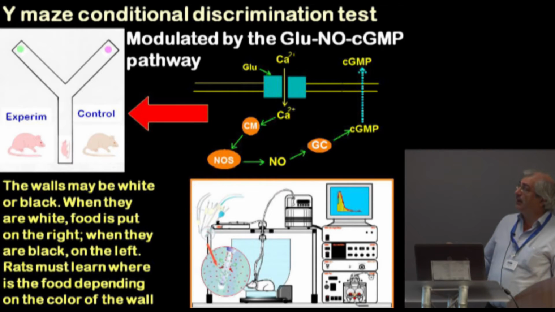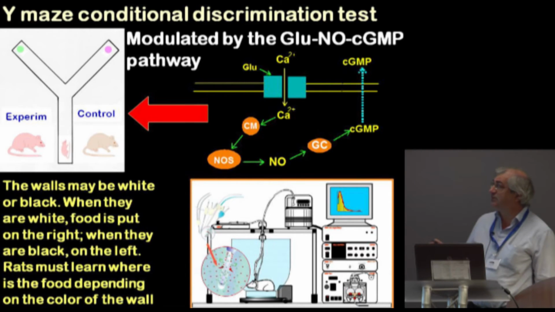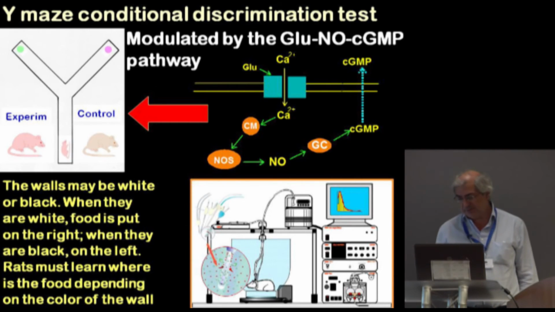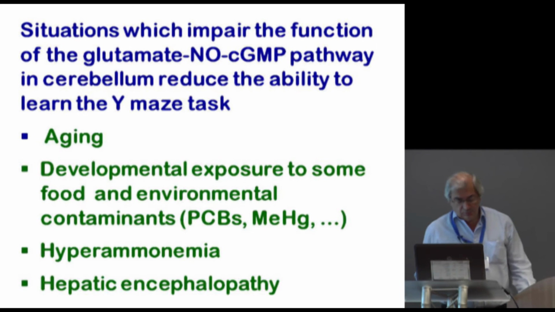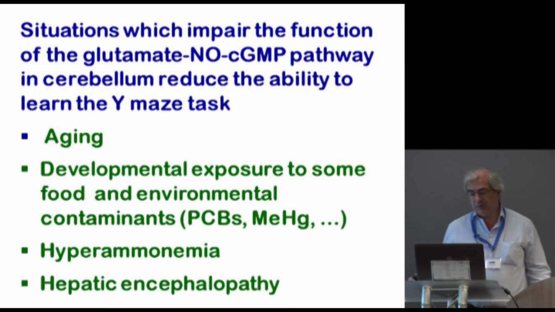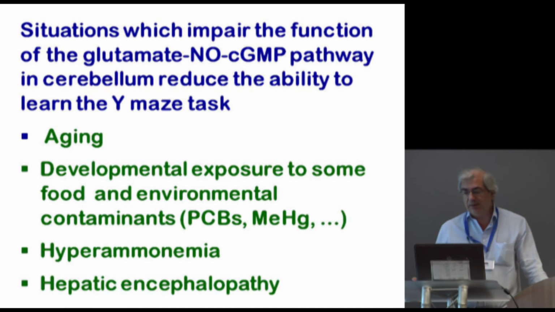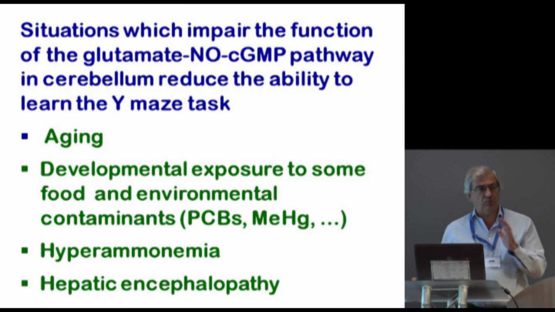We can also add NMDA through the same probe, which activates the pathway and increases cyclic GMP. And the increase in cyclic GMP induced by NMDA is a good measure of the function of this pathway in the brain in vivo in freely moving rats. We have studied this system in many different experimental conditions, and we have found that situations which impair the function of the pathway impair the ability to learn this Y maze task.